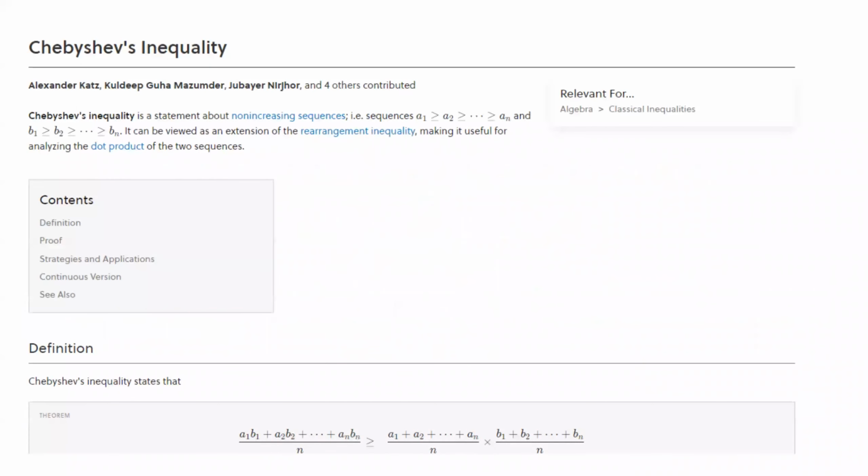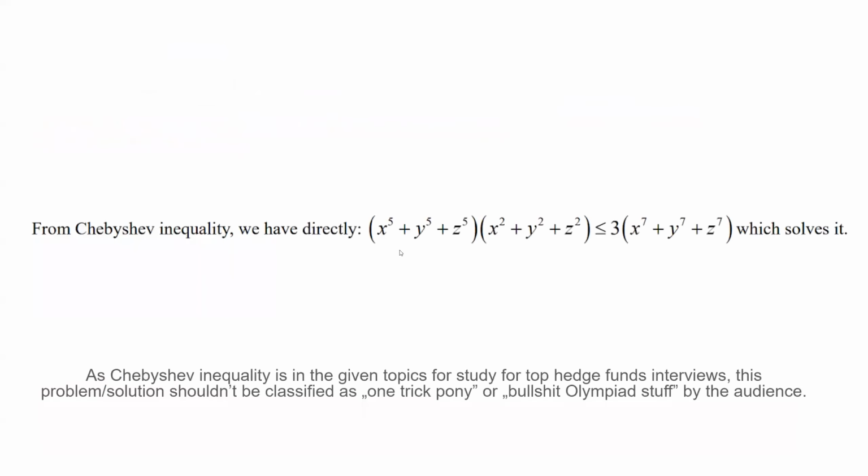There is, of course, a one-liner solution, which is just using the Chebyshev inequality. That's why I wrote that order. I established a particular order at first so that we can use Chebyshev here. It uses the fact that x power 2 and x power 5, if you multiply those, you get x power 7. And you get this inequality directly without any trick. So that was basically it for this problem.